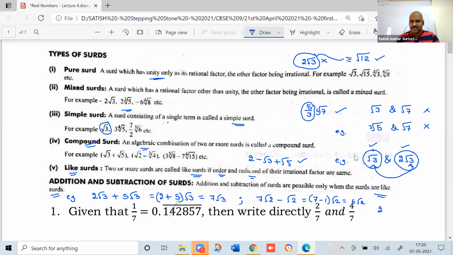Let us take another example. 2 root 7 plus 3 root 7 minus root 7. Tell me this. 4 root 7. That is, you can just simplify the rational factors. So here 2 is there, here 3 is there, here minus 1 is there. So 2 plus 3 minus 1, so 4 root 7.